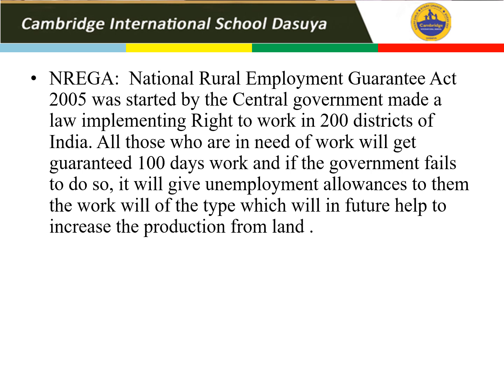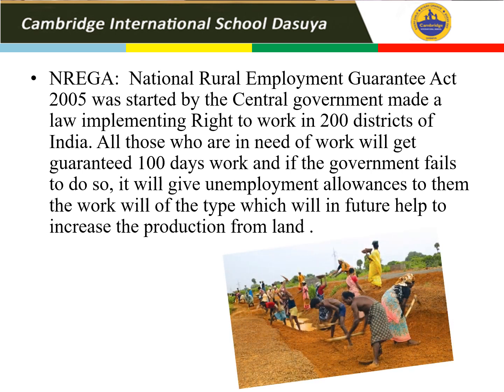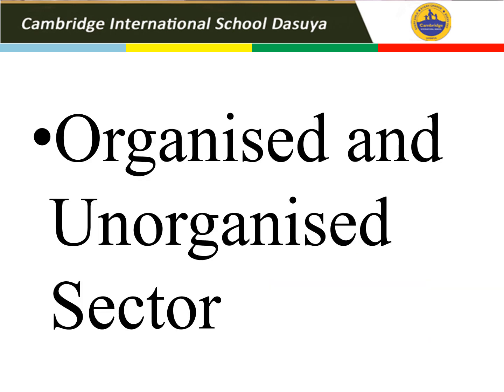And the work they perform for these 100 days is meant to help increase the production of land in the future. You can see the people who are working for the production of land. The best example is people who are working on making bridges on the road.